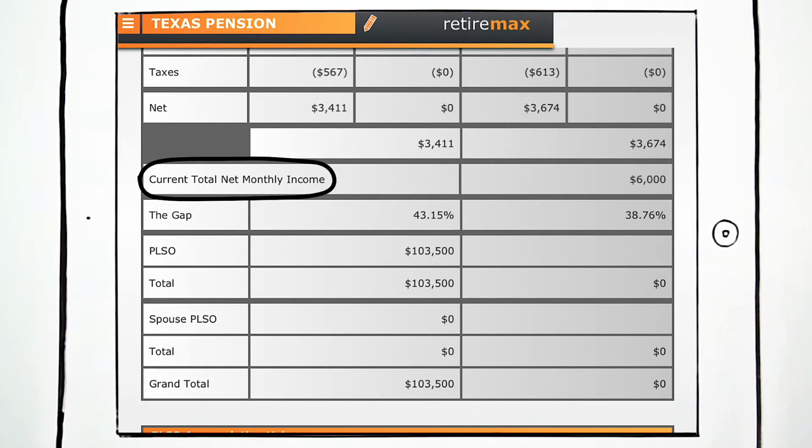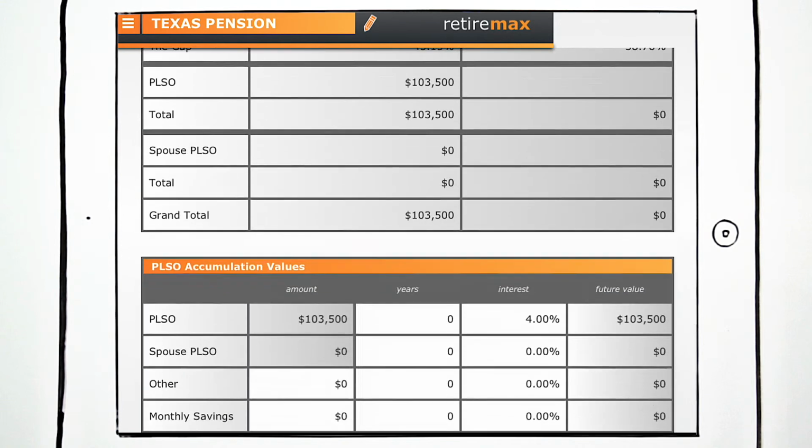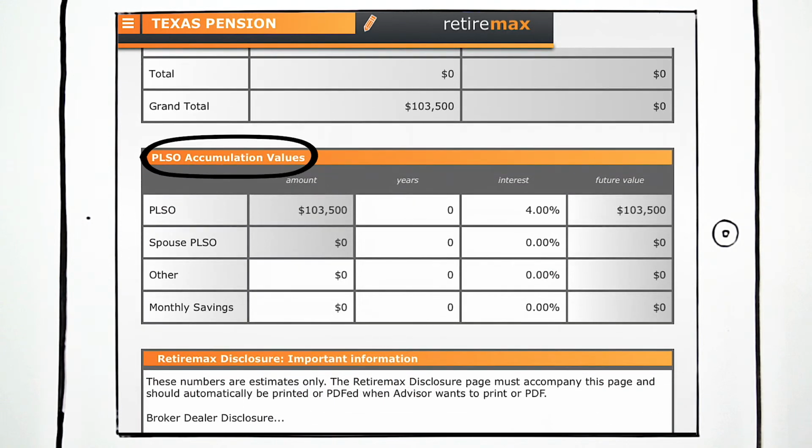Current total net monthly income is the total net income of the client and spouse. The percentage loss of income is the gap ratio of current net income to net retirement income. The next row shows PLSO information. The PLSO accumulation value section illustrates the PLSO and additional monies projected at future values based on expected time of use and how those values would affect income.